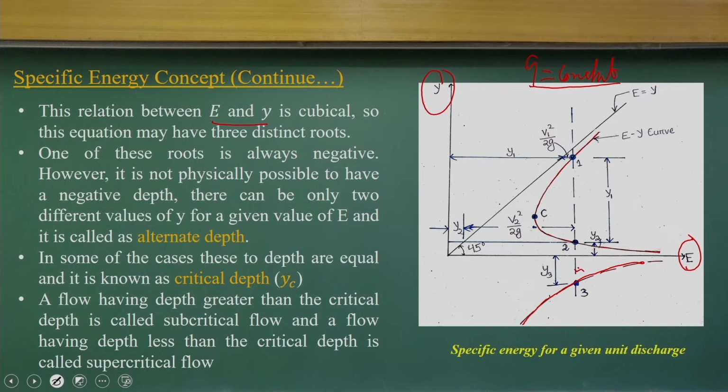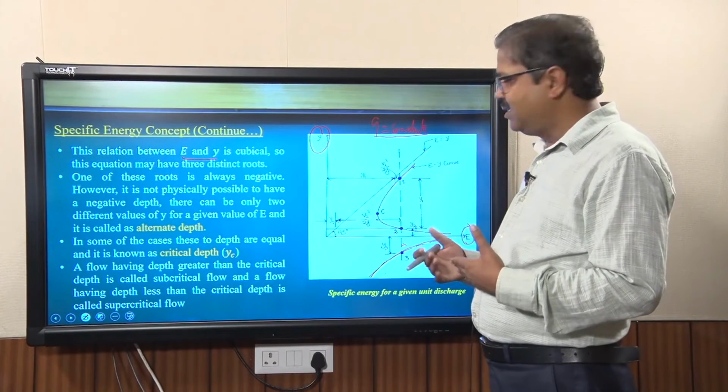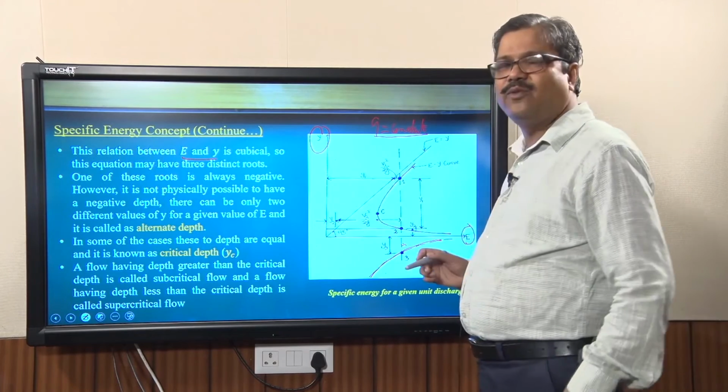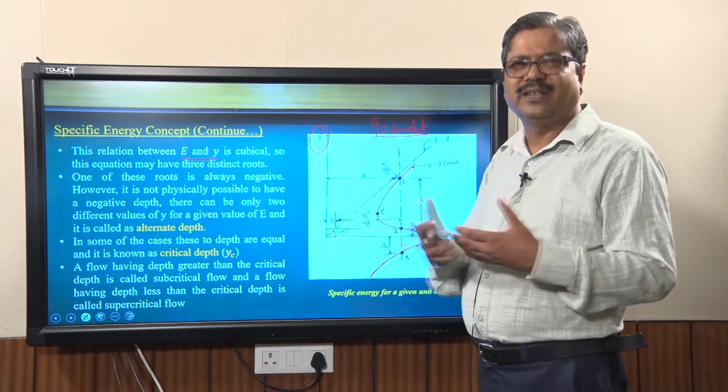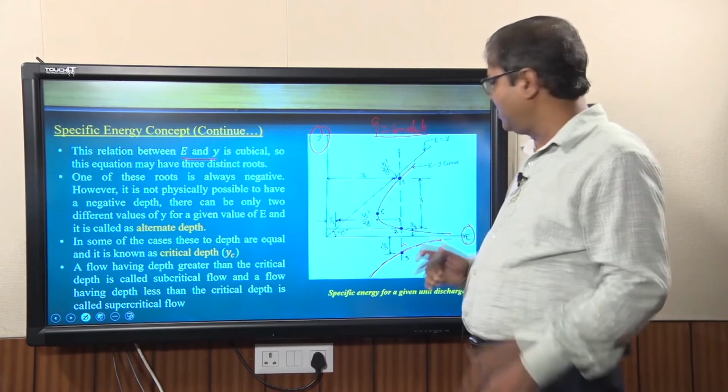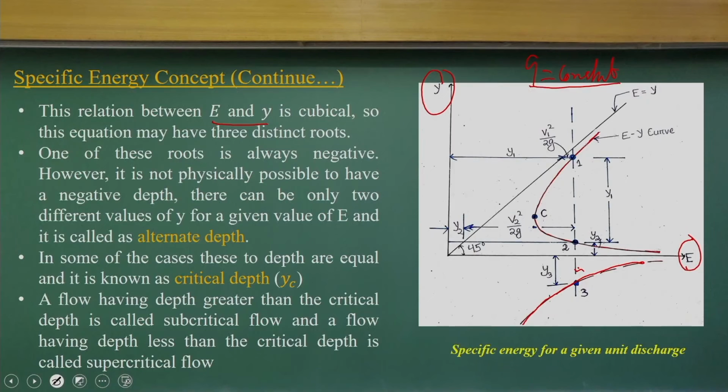It is not physically possible to have a river flow depth that is negative. So we cannot consider that part. So there are the two depths y1 and y2, which are called alternate depths. That means what? We try to understand it from the specific energy curve.